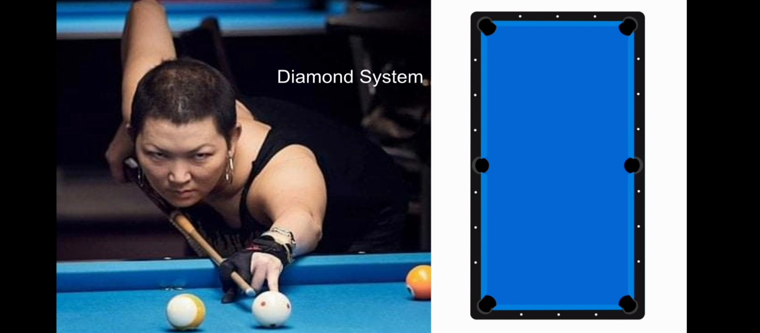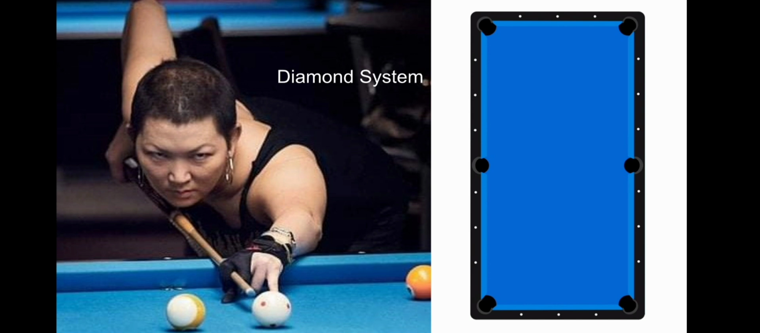I wanted to talk about the method in pool that people use to make a perfect bank shot. It's called the diamond system. So the diamonds are all the little markings along the wooden edge on the perimeter of the pool table.